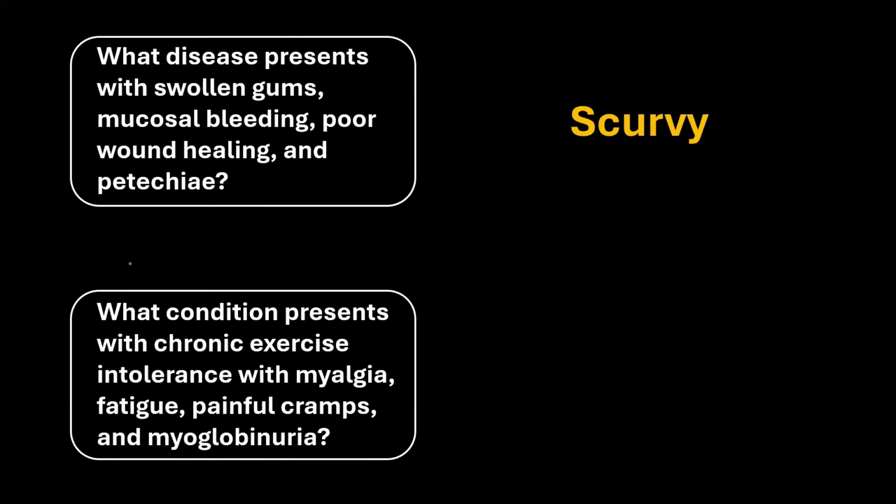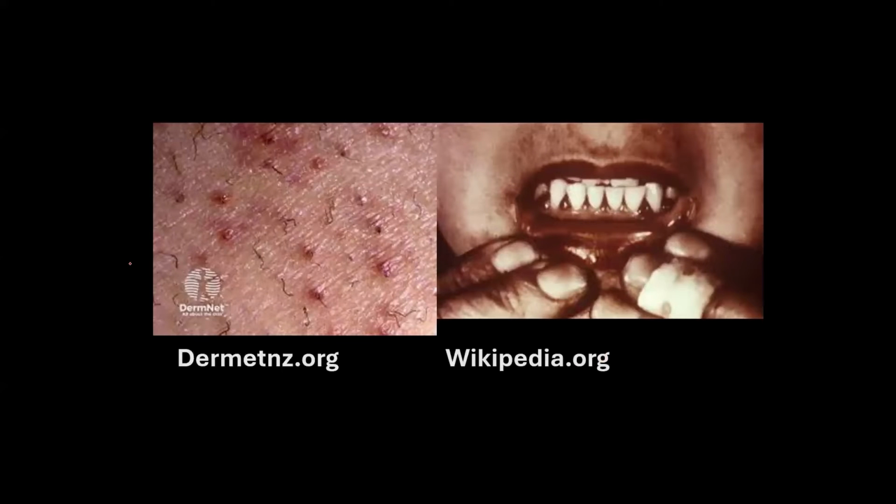And then what condition presents with chronic exercise intolerance, with myalgia, fatigue, painful cramps, and myoglobinuria? Yep, McArdle's disease. So what type of disease is McArdle's disease? Yep, glycogen storage disease. I think it's type 4 maybe? Type 4 or 5? I think it's type 5 actually. Yeah, type 5.